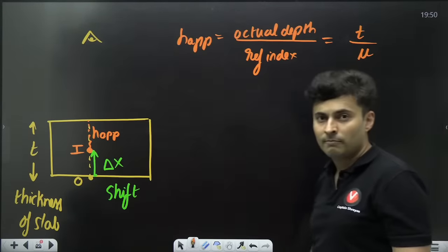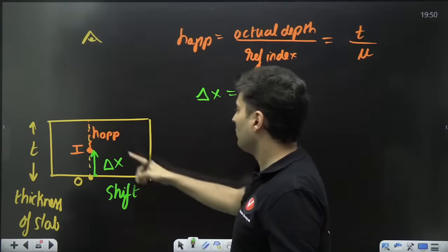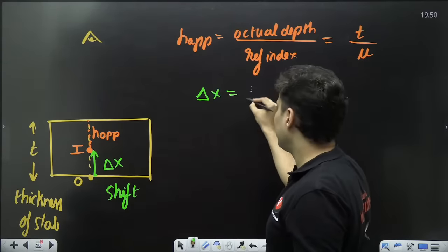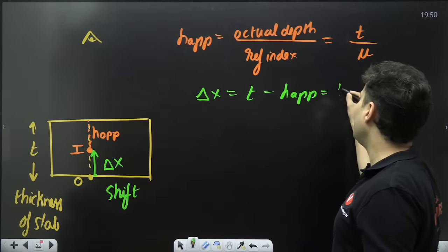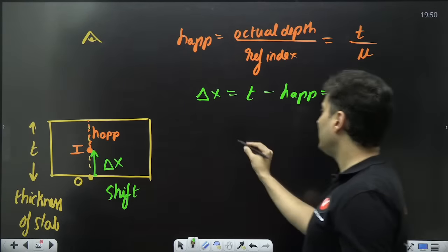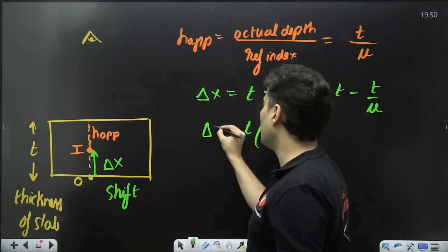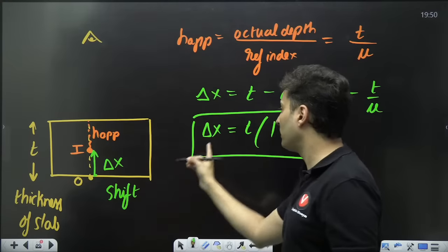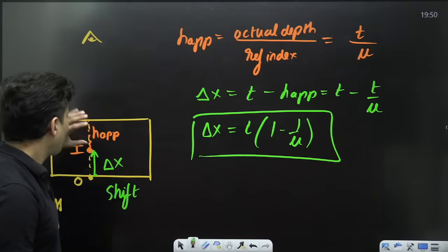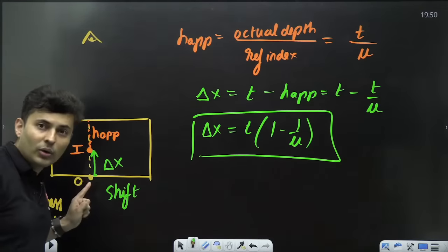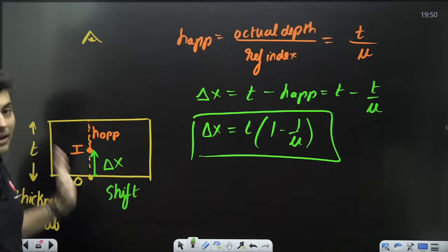Refractive index is mu. Hence, when I find that shift, delta x, it will be the total thickness minus the apparent height, which is t minus t by mu. Taking t common, it will be 1 minus 1 by mu, whole thing into t. That is your shift which is produced. So, if you were earlier focusing on O directly, you will have to shift by that much amount to focus on it properly again.